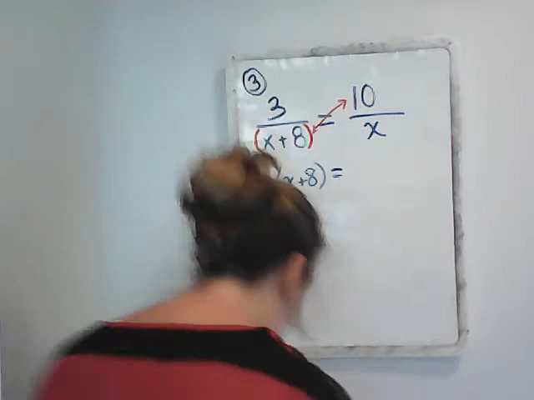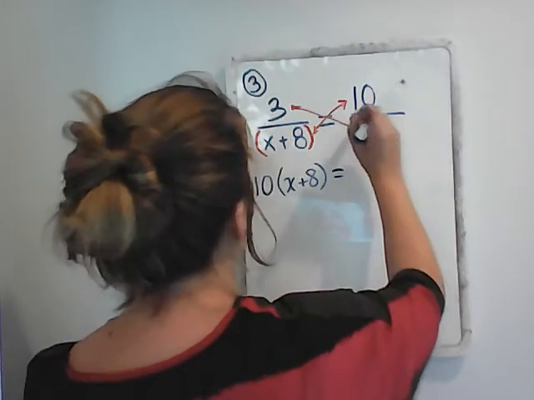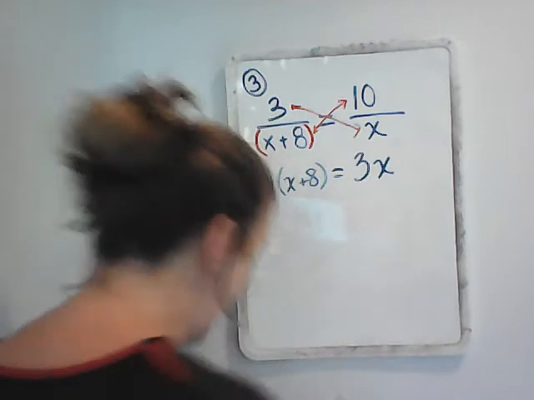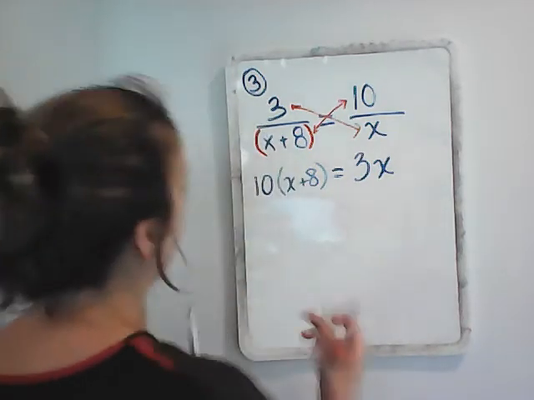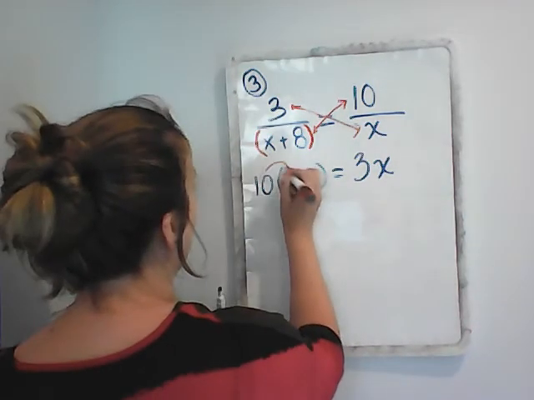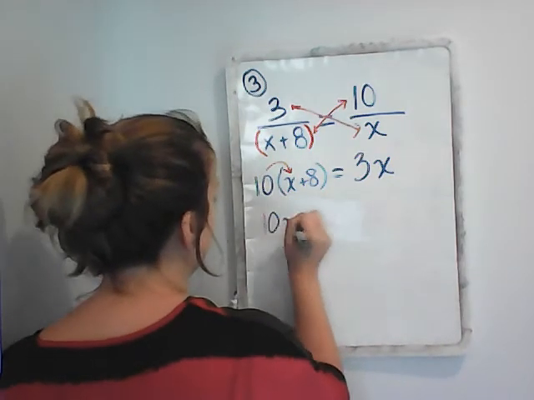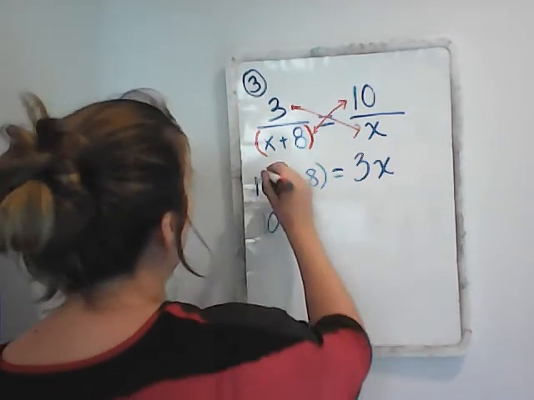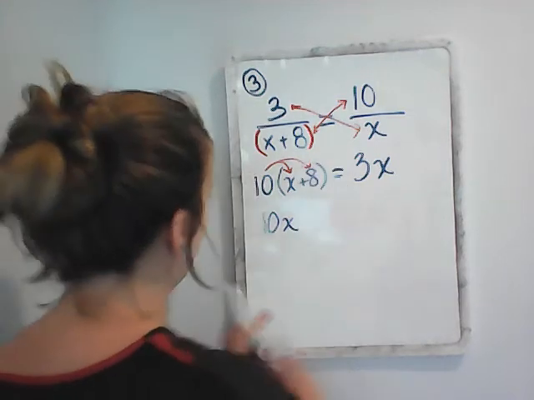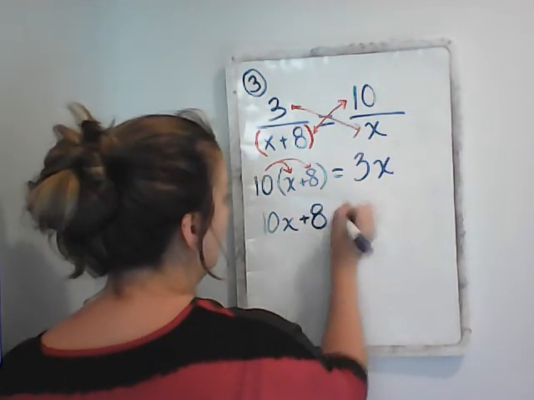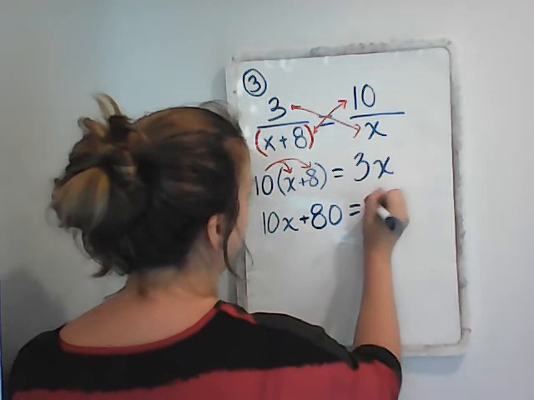Equal sign comes down. 3 times x is simply 3x. And now when we go in and solve it, we need to distribute the 10 in. So 10 times x is 10x. 10 times 8, positive 8, right? Positive 10 times positive 8 is positive 80. And we have this 3x over here.